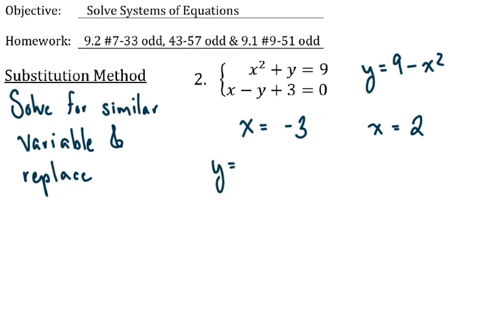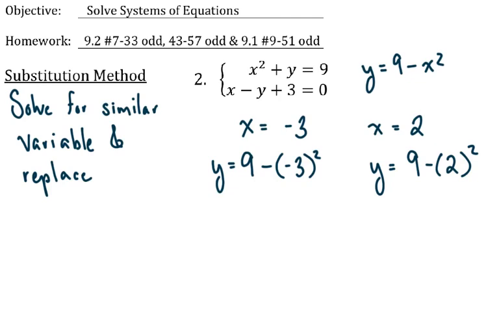So for the first one, y equals 9 minus, again parentheses whenever I substitute, negative 3 squared. So in our first equation, we get 9 minus 9, so then y is equal to 0. And our second, we get y equals 9 minus 4, so y equals 5.